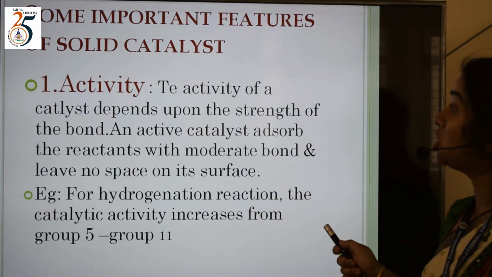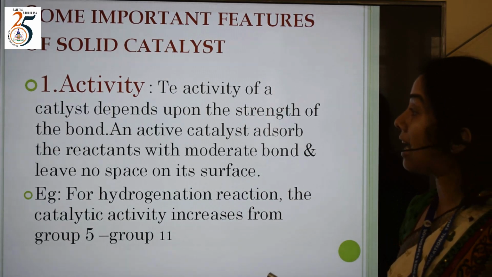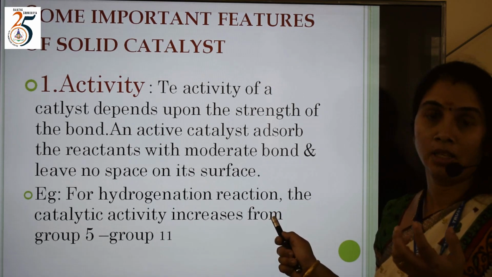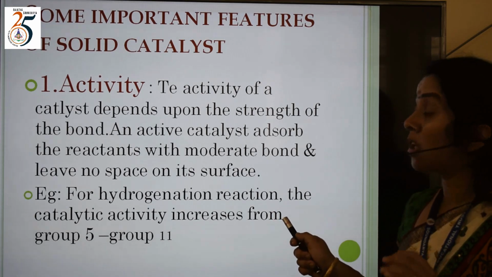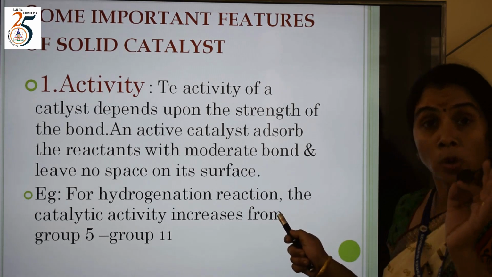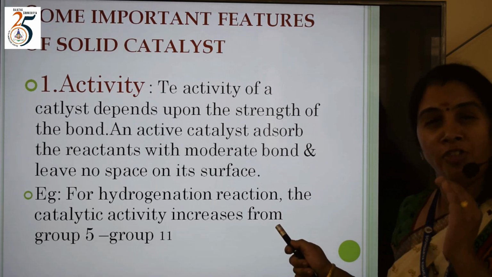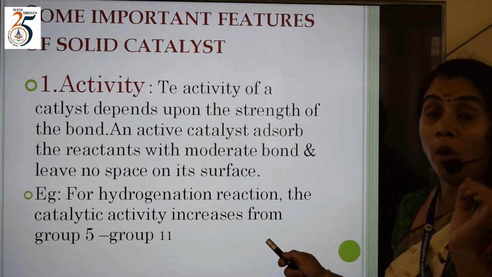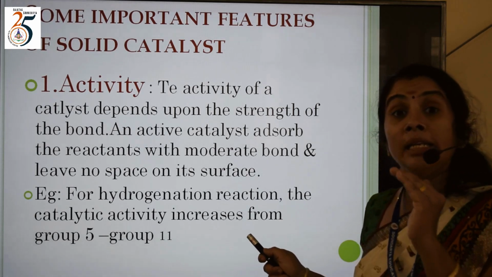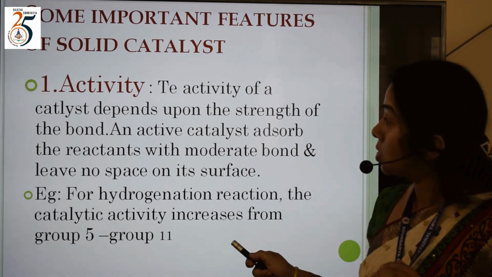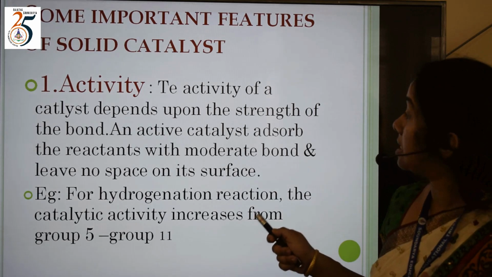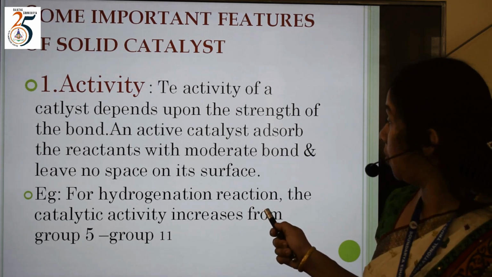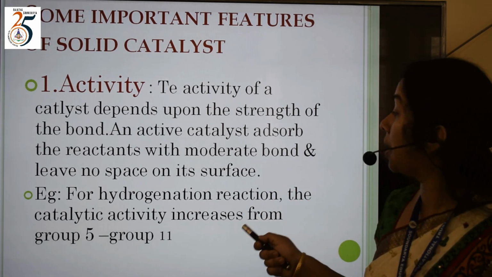Now, some important features of solid catalysts. First is the activity of the catalyst. What do we mean by an active catalyst? An active catalyst depends upon the strength of the bond. A good catalyst should never make a weak bond nor a strong bond with the reactants. The bond with the reactants should be intermediate between the two. To be an active catalyst depends upon the strength of the bond. An active catalyst adsorbs the reactants with a moderate bond and leaves no space on its surface.